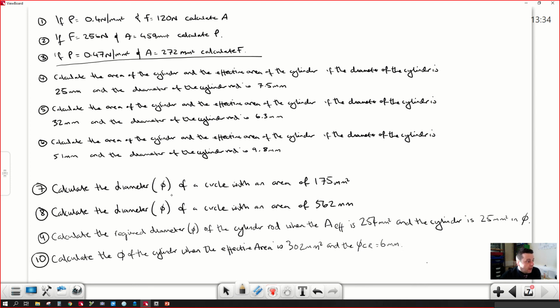Down here, calculate the diameter of a circle with an area. So I'm just going from area to circle just to introduce that difficult bit. And then questions 9 and 10 are essentially what I just did in that example there. Okay, so you've got 10 questions to do and a lot of knowledge behind it. Make sure you copy out those examples and ask me any questions if you need to before you attempt these questions. Thank you.